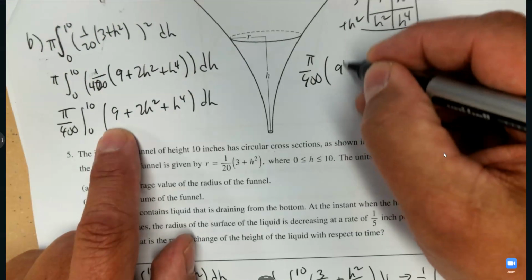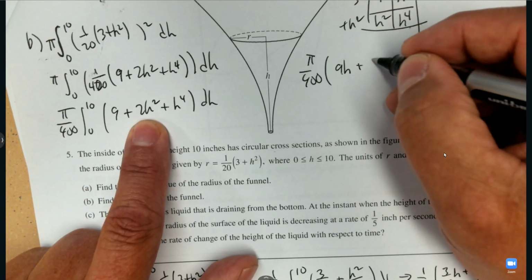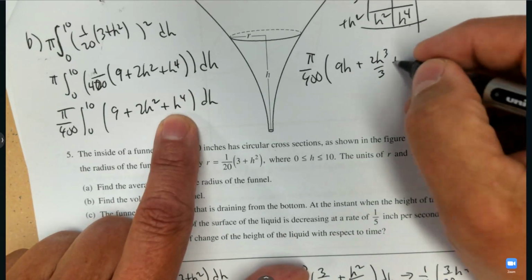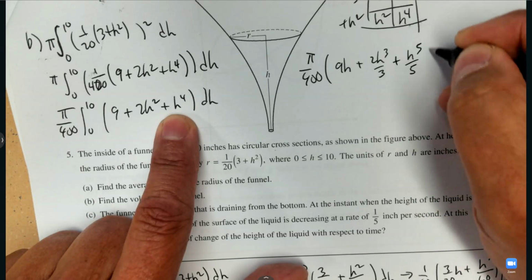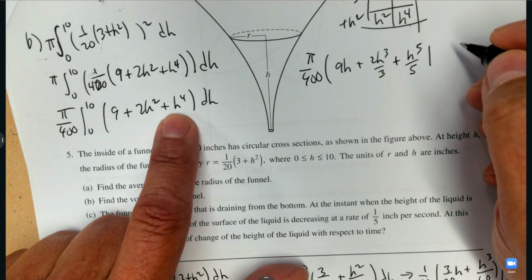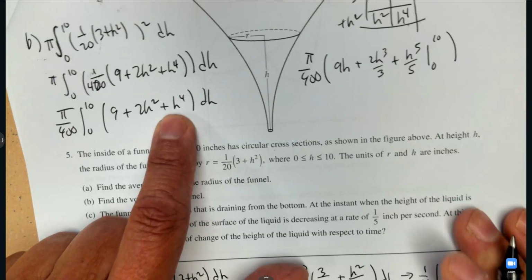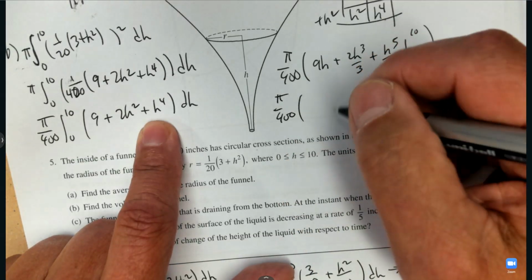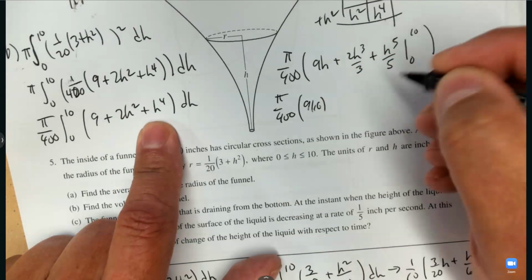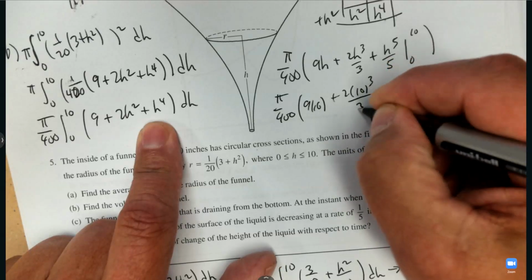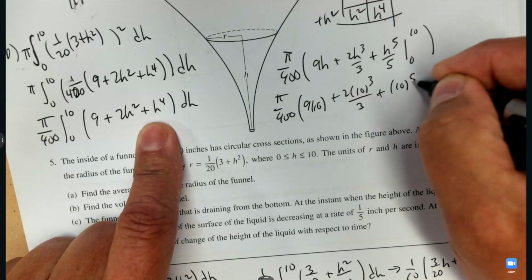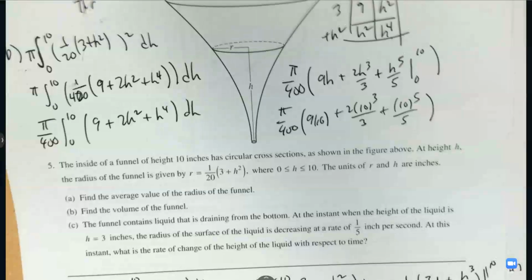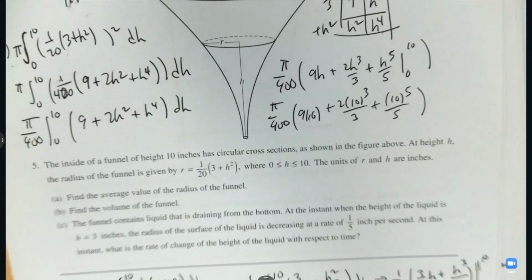So in front I have pi over 400. And then I'm going to integrate, that's 9h. I'm going to integrate, that is 2h cubed divided by 3. I'm going to integrate, that is h to the 5 divided by 5. And that's from 0 to 10. And then I'm going to plug in 10. Then subtract, when I plug in 0, the answer is 0, so I don't need to plug in 0. But that is the volume of that funnel.